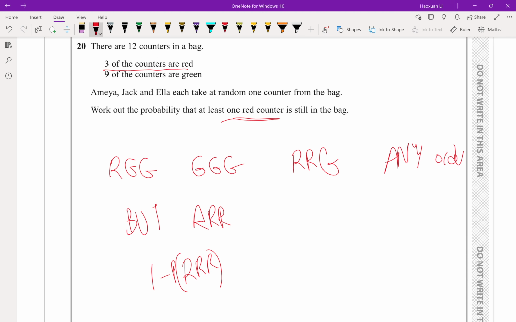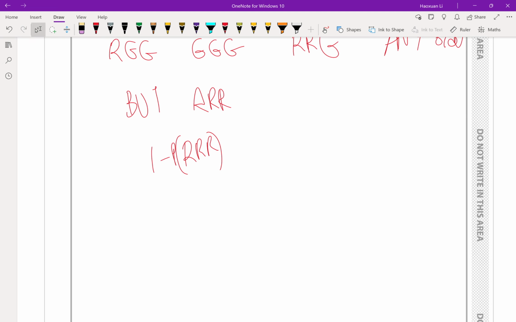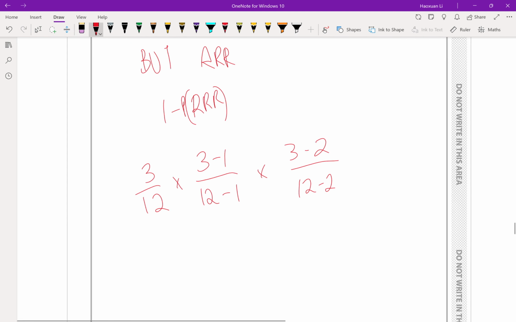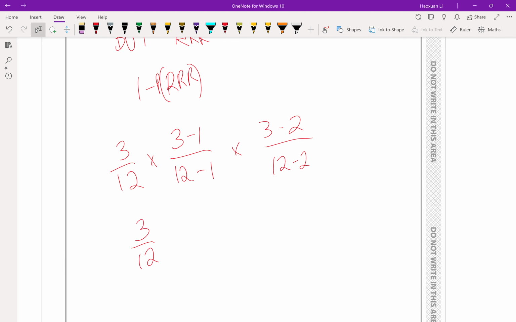So you see that there's 3 red counters, right? So let's just say the first one will have a 3 over 12 probability of getting it. Second one, since 1 is being taken out without replacing, it will be 3 minus 1 and 12 minus 1. Because they did not replace it, the second time the probability will be this. The third time is 3 minus 2 and 12 minus 2, because 2 of them have been taken out, and it's the third person who's taking it. So simplifying it will be 3 over 12 times 2 over 11 times 1 over 10.